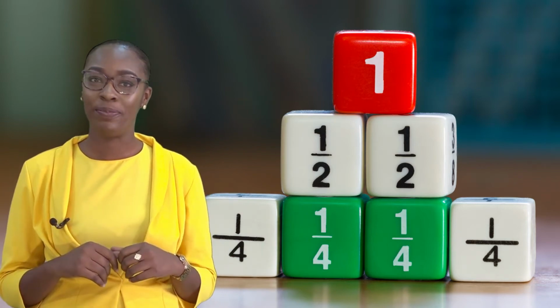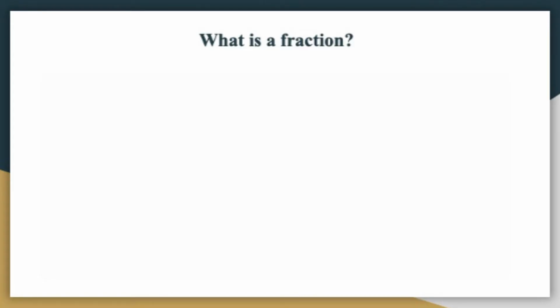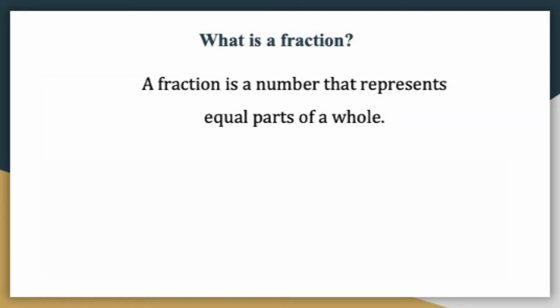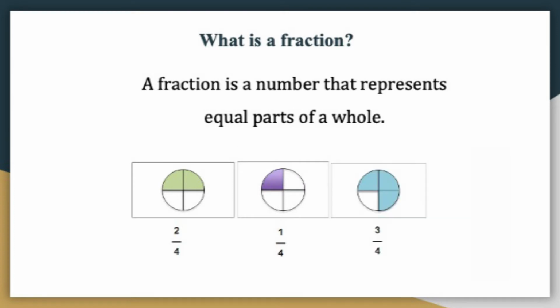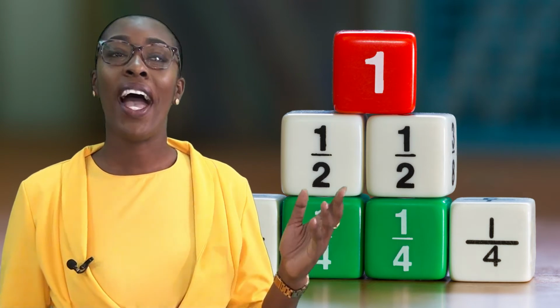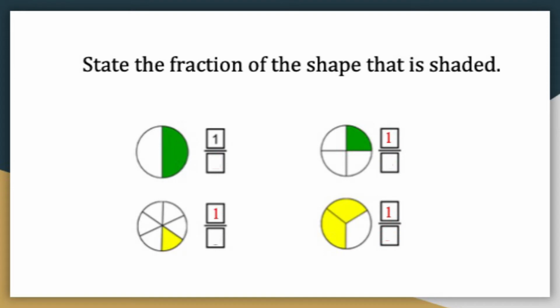So let's go. Let's review what a fraction is. By definition, a fraction is a number that represents equal parts of a whole. For example, 2/4, 1/4, and 3/4, where the shaded area represents our numerator and the total number of equal parts the circle is divided into represents our denominator. Now, I want you to tell me the fraction that is represented by the shaded region here.